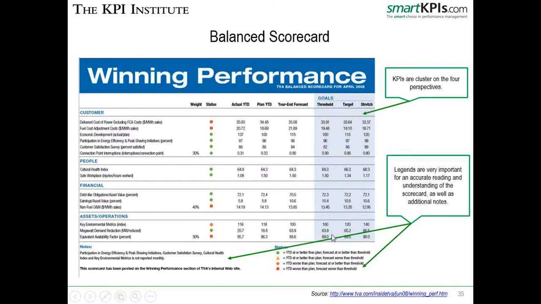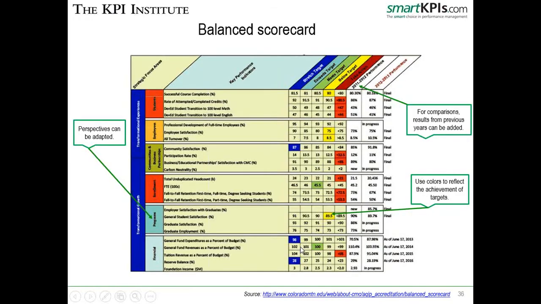Now, let's look at some examples from different organizations around the world. For example, here it's good that all the KPIs are clustered on different perspectives, and it's a very good practice that we have a legend, as I already emphasized. For this scorecard, we have some comparison sections. Also, we have colors to reflect the achievement of targets.